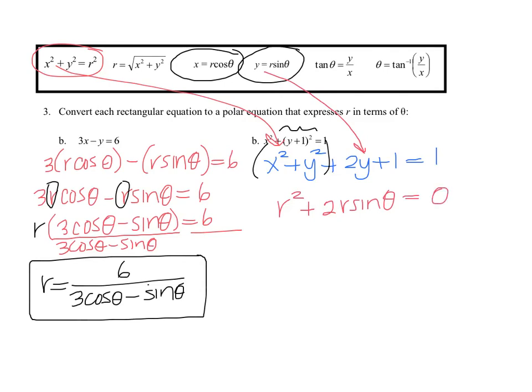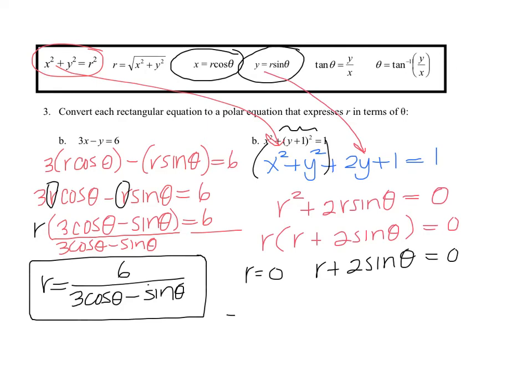I'm going to factor out r. I get r times r plus 2 sine theta equals 0. Then I'm going to apply the zero product property. That means that either r equals 0 or r plus 2 sine theta equals 0. If r equals 0, you just get the pole, the origin. So that's definitely not what we're looking for, so we can cross that one out. Come over here and solve for r. We get r equals minus 2 sine theta. So that's my equation for r.